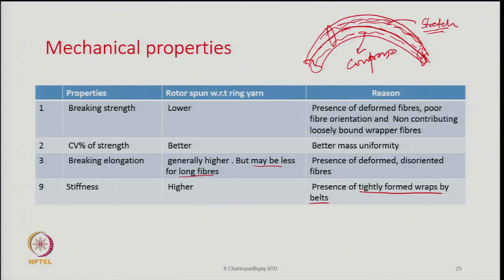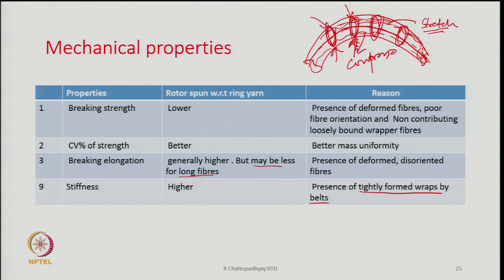But if we make tight bands over here, and tight bands mean a lot of force acting radially, in that case what will happen? The relative movement between the two groups of fibers will be restricted, and we need more force now. So, bending rigidity is going to be high. Therefore, the presence of tight belts is the reason why rotor spun yarns are stiffer in bending.